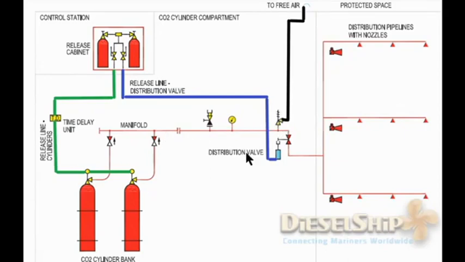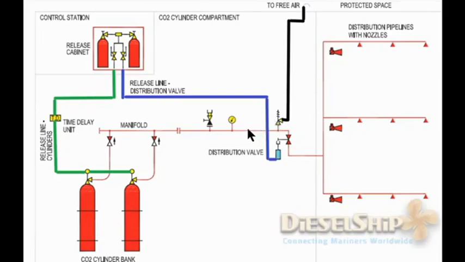Let's say you have released the CO2 and for some reason the distribution valve on the main manifold has not opened. The line has to be protected against damage. So the relief valve will lift and the CO2 will go outside the CO2 room into the free atmosphere.